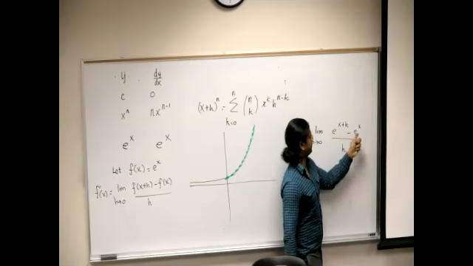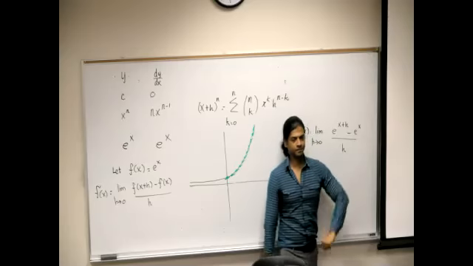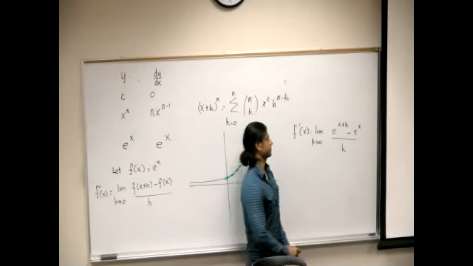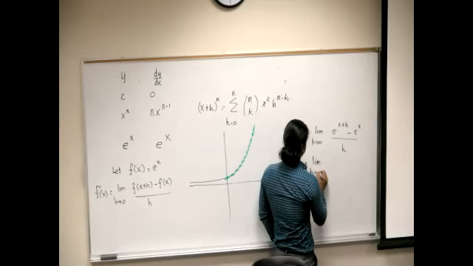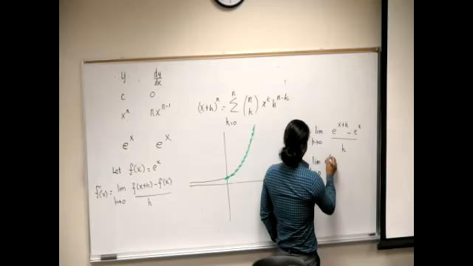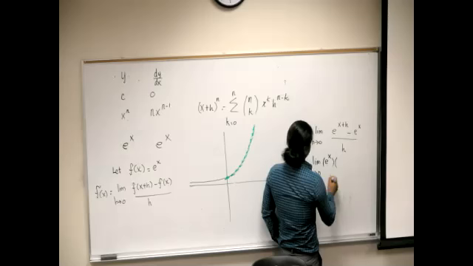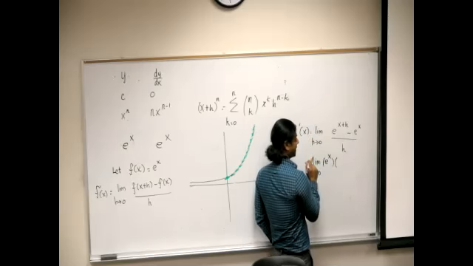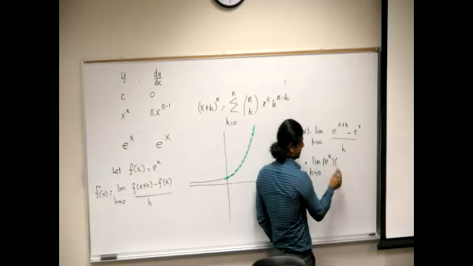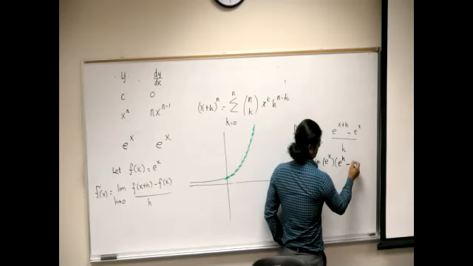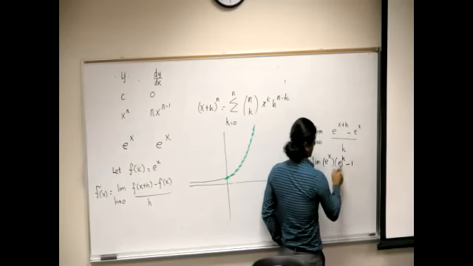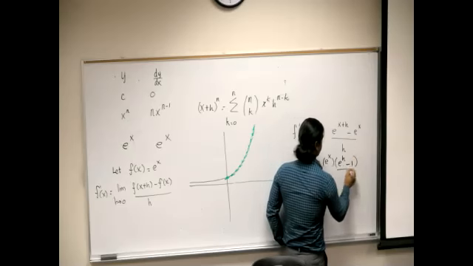What is common between that term and that term? E raised what? X. Times e. If e raised x comes out, it would become e raised to the power of h, and then that minus e raised x. I took it out, so it'll be one. Oh, I'm sorry. My fault.